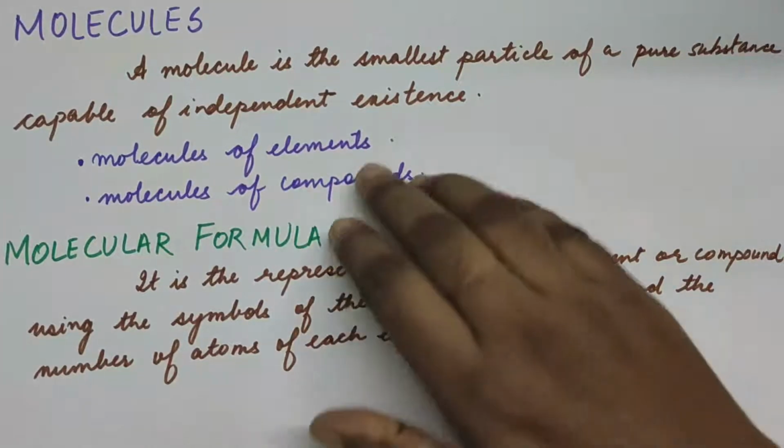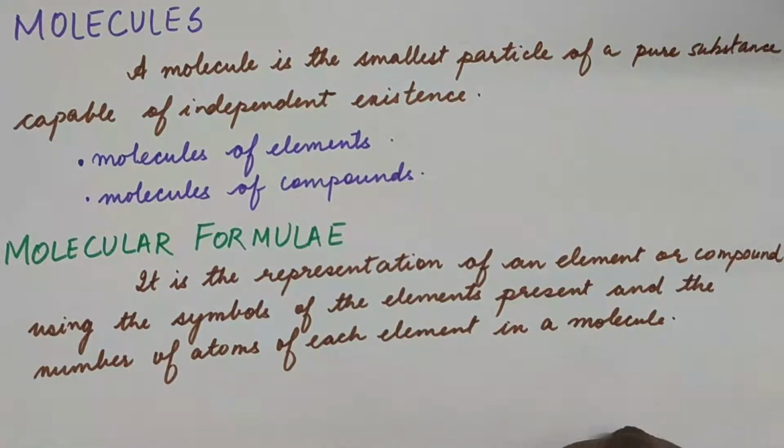When I am speaking of a molecule of an element, what is it? Each molecule is made up of identical atoms. I'll be showing you some examples very soon. And in molecules of compounds, each molecule is made up of atoms of different elements, combined in a fixed proportion. Then we call it a molecule of a compound.